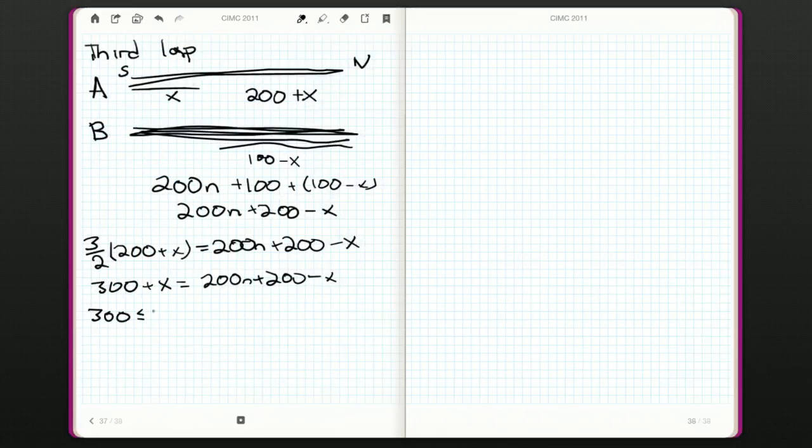So we know that 300 is going to be less than 300 plus X, it's going to be less than 400. Remember, x has to lie somewhere between 0 and 100. It could be equal, that's perfectly fine, that can happen. But it's got to be between 0 and 100. Okay, so what does that mean? Well, that means that 200n plus 200 minus x has to be between 300 and 400. And we know that x is less than or equal to 0. That means, what do we got here?